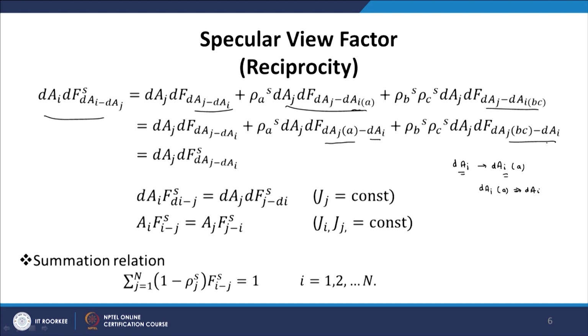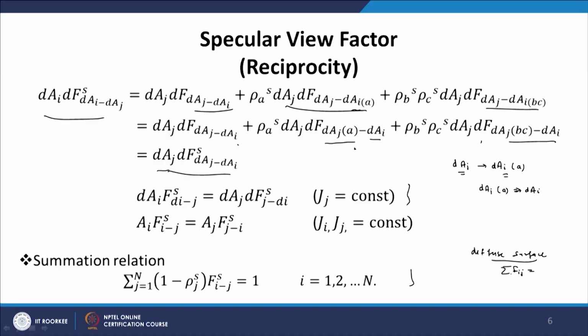So, these three terms basically are equal to dAj dF s, the specular view factor from Aj to dAi, and looking at these two terms, what basically appears is the reciprocity theorem. So, the reciprocity theorem is also valid for specular view factors. We have proved earlier that it is valid for diffuse view factors, and in this slide we have also proved that the reciprocity theorem also holds for specular view factors.